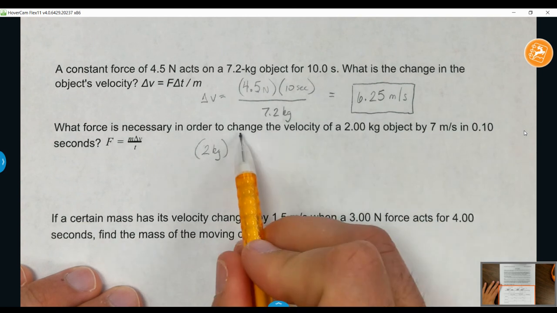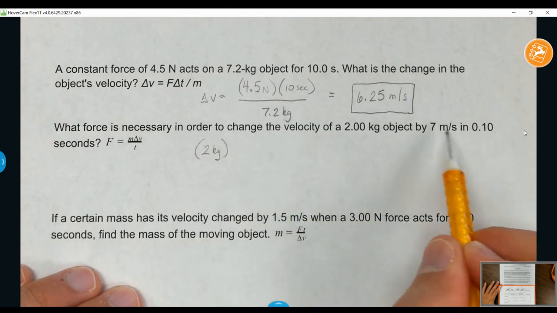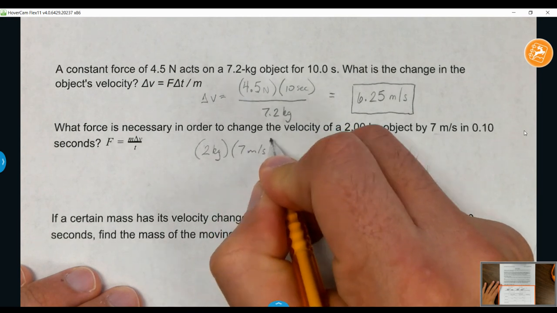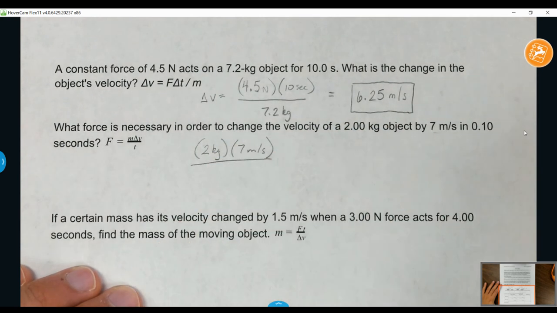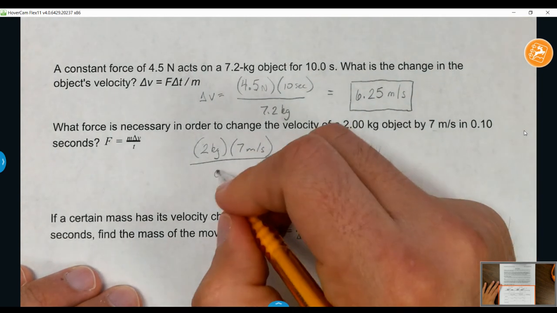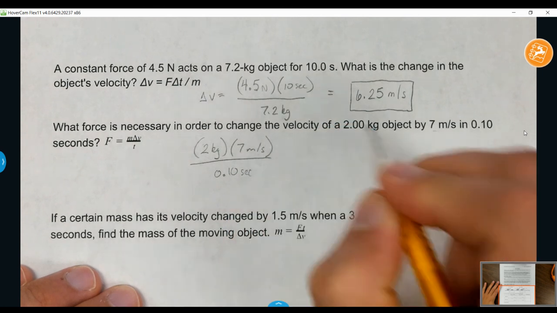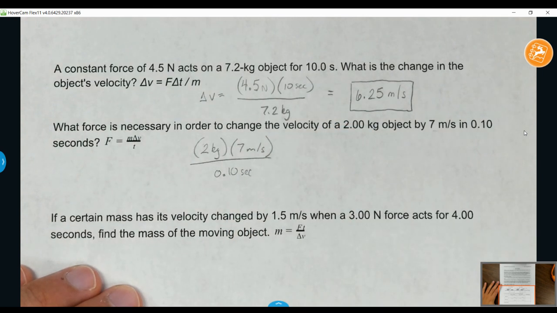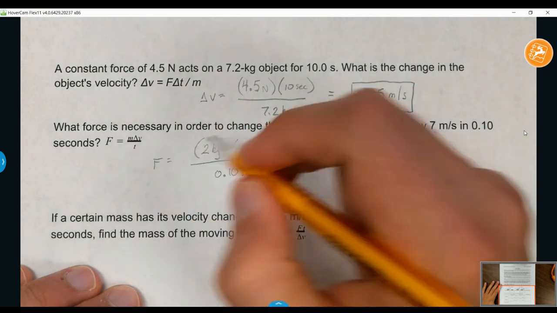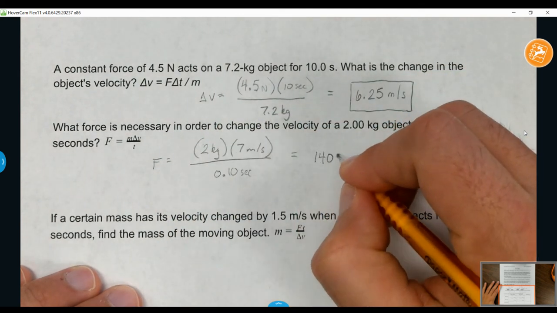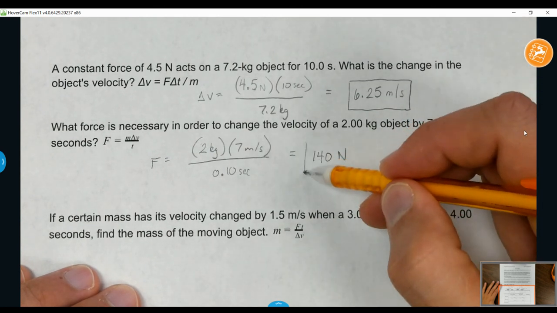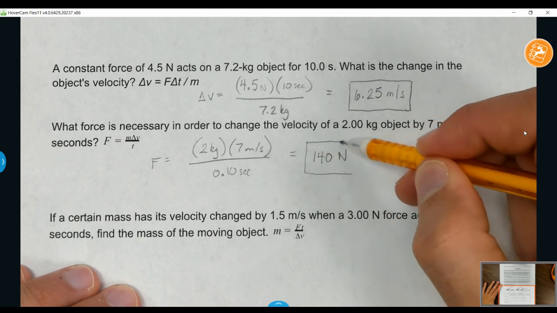The change in velocity, that's delta V. So change in velocity, 7 meters per second. And divide this by the time, and the time is 0.1 seconds. This should give us a force of 140 newtons when you multiply these guys out.